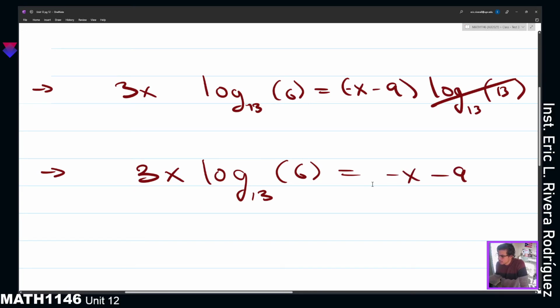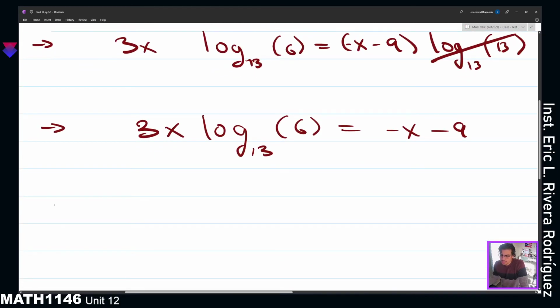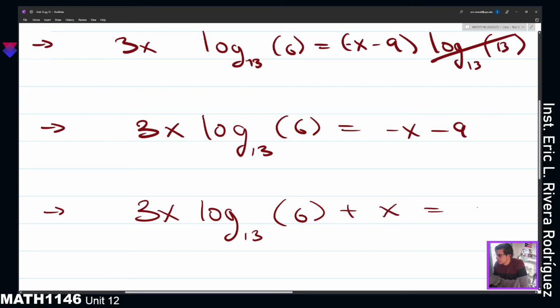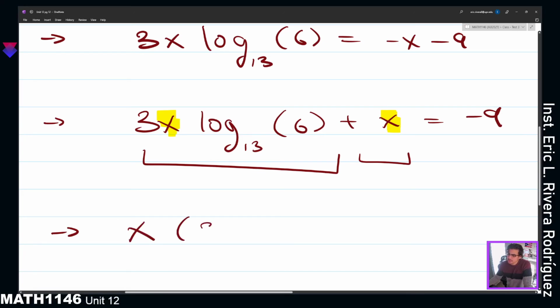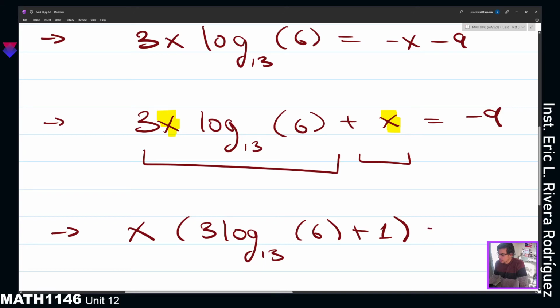So we are dealing with multiple x's, so we need to put all the x's on one side of the equation. Now we can factor out the x, because we have two terms, first term and second term. Remember that we have addition there, that's separated terms. So x times 3 log base 13 of 6 plus 1, equals negative 9.